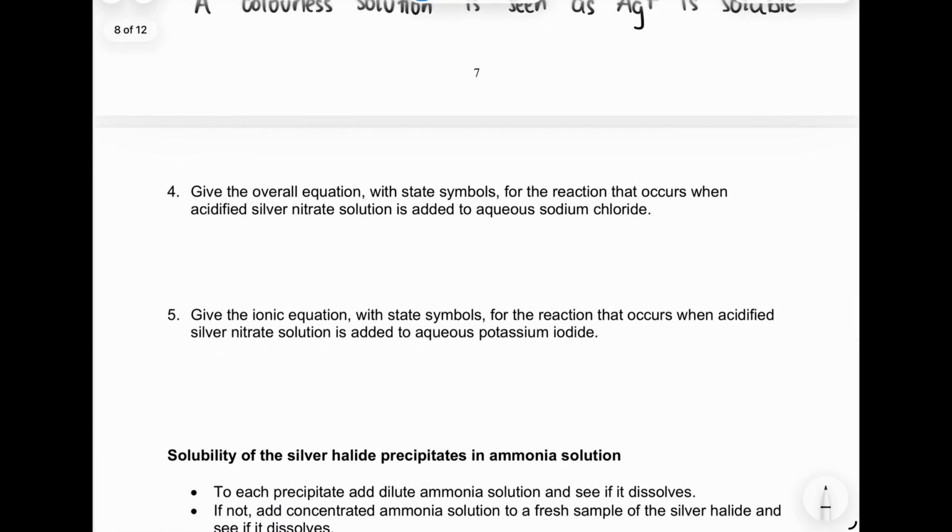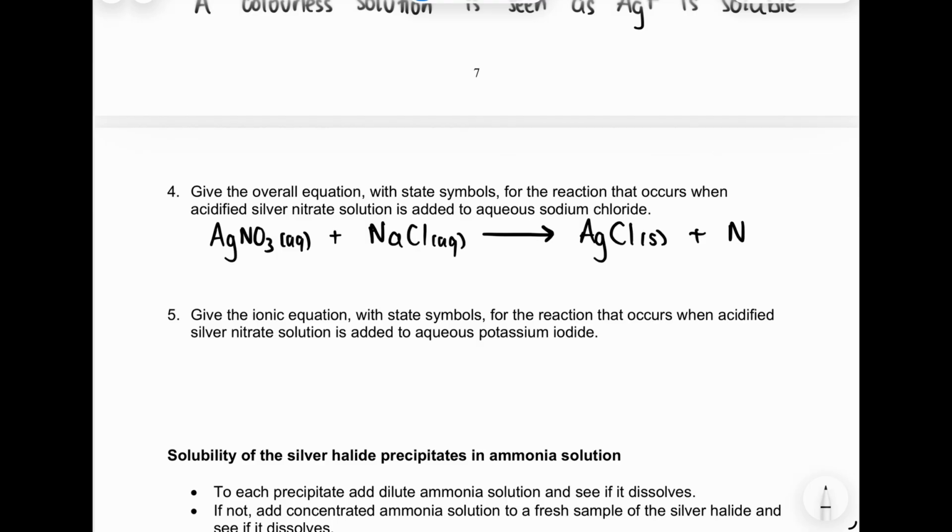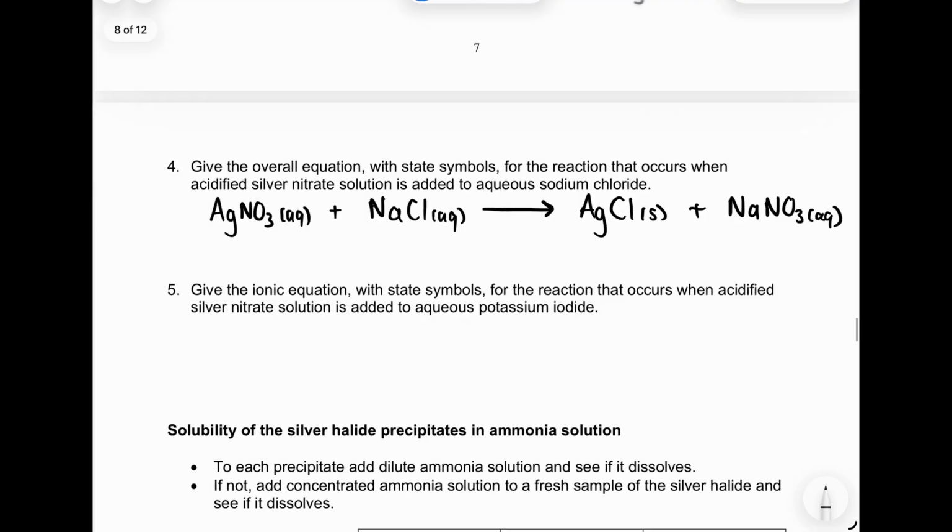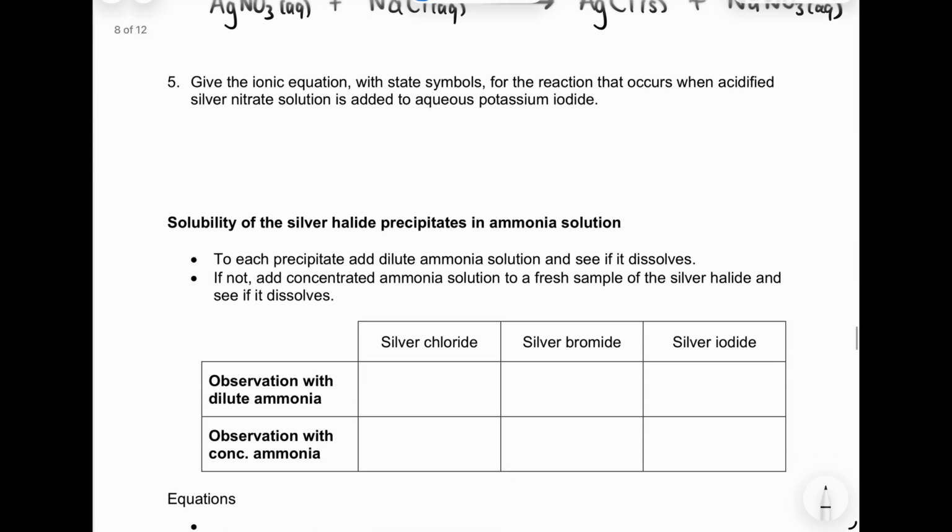So it asks us to do the overall equation, not the ionic equation, for what we would see when silver nitrate reacts with sodium chloride solution, aqueous. We're going to get AgCl solid, state symbol is quite important here, NaNO3 (aq). If we had done an ionic equation, it would just be Ag⁺ + Cl⁻ makes AgCl. I'm going to come back to question 5 when we look at the iodide ion.